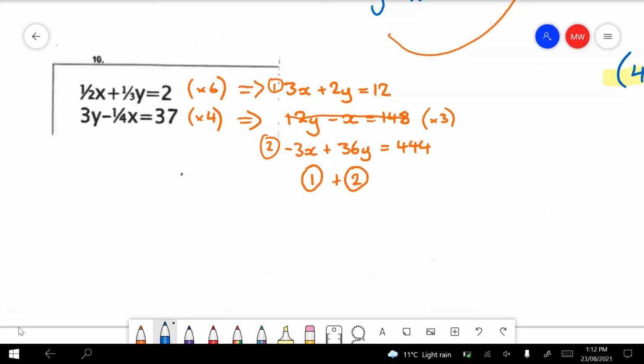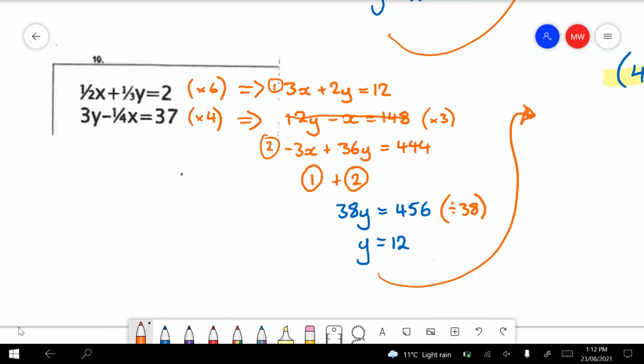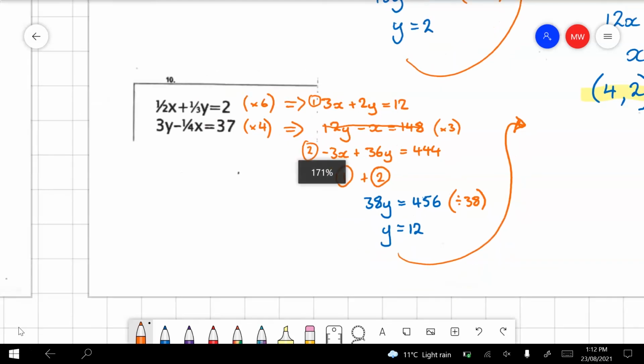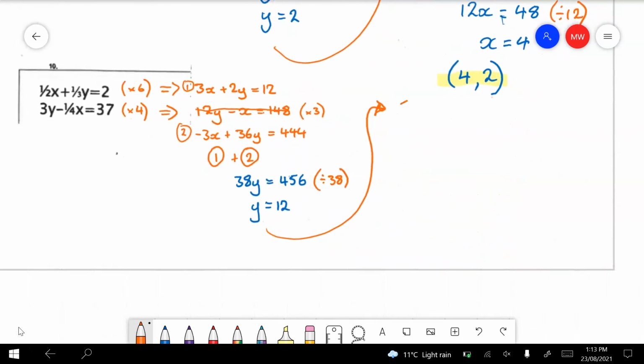3x minus 3x eliminates. 2y plus 36y makes 38 y's altogether. That will equal 456. And then if we divide by 38 on both sides, that should make y 12. Now that we know what y is, just give ourselves a bit more room over here. We will sub that.